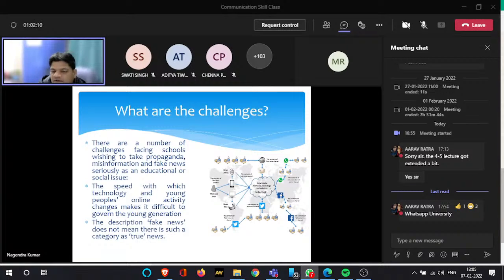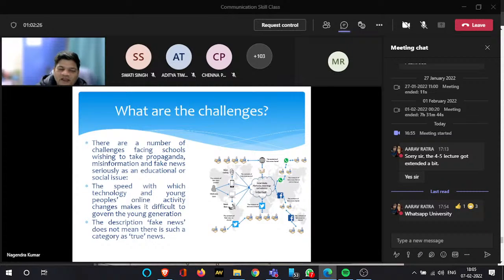The moment you lay down some sites and some programs, the hackers are at work and they immediately decode the codes and hack these sites. And then again, when you come to know about their hacking, you develop anti-hacking software, and this process goes on.